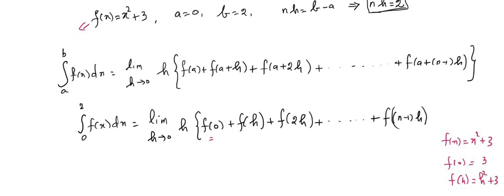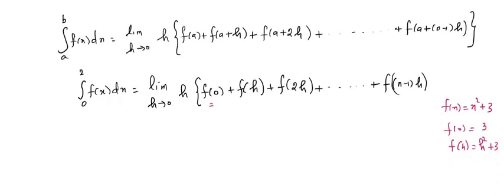Then what is f of 2h? f of 2h is 2h the whole square plus 3, that is equal to 2 square h square plus 3. Till the last term, f of n minus 1 h. This is nothing but n minus 1 the whole square h square plus 3. Therefore, these are to be substituted in the next step.